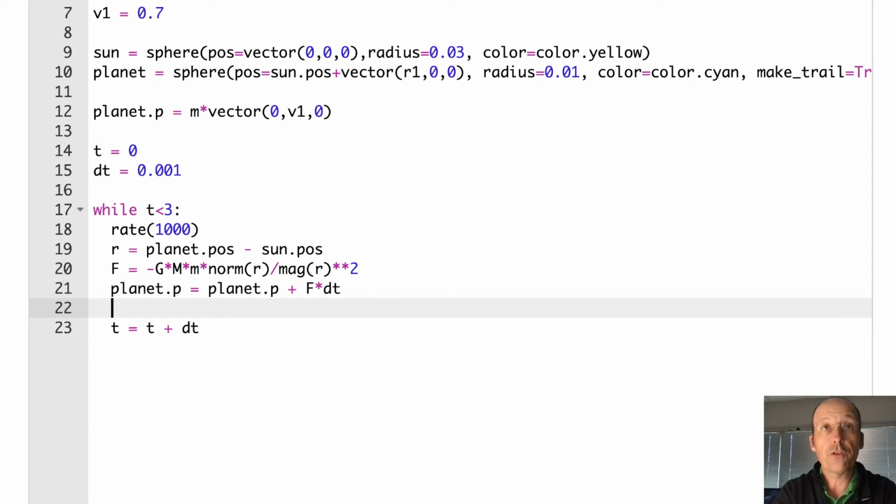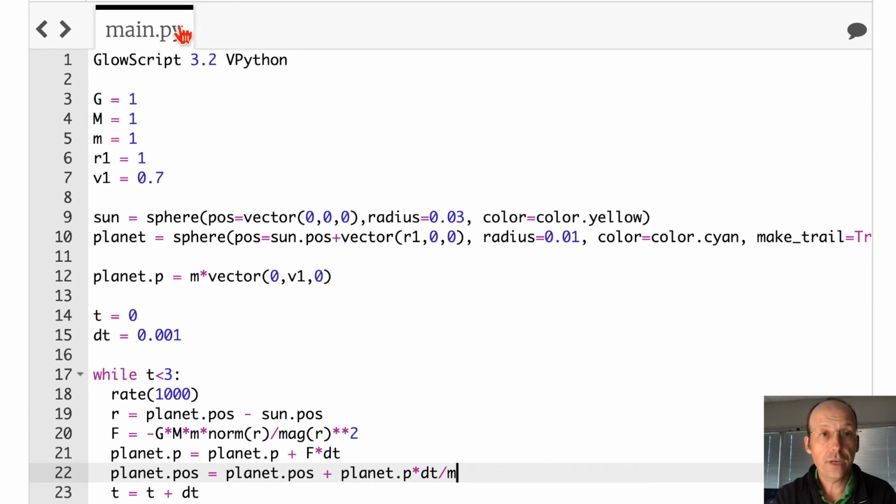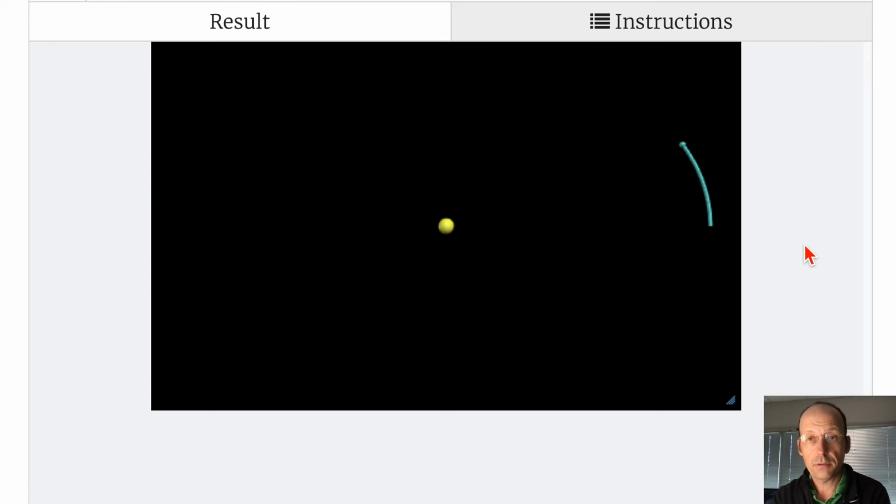Now we can do the same thing for the position, which is the position of the planet, planet.pos equals planet.pos plus planet.p times dt divided by m. So that updates the position. And the update time. That's it. Let's run this. See if we get an orbit. I mean, that looks pretty good.